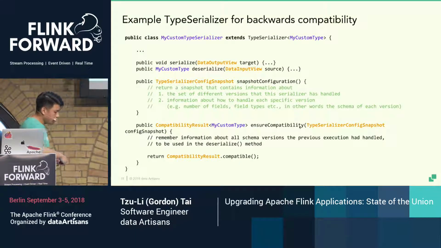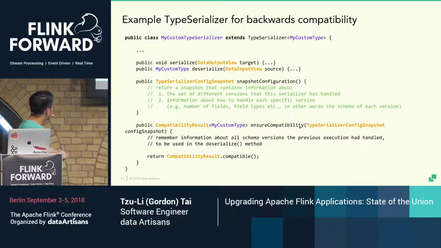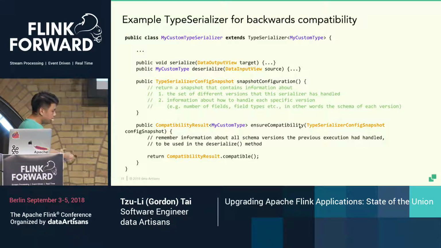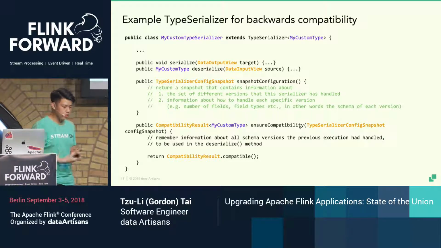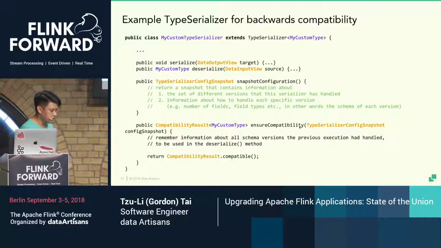Then, accordingly, what you would do in snapshot configuration is return a configuration snapshot that contains, let's say it's a map, all the possible version IDs that may be in the save point, and also the corresponding information, let's just call it schema, of all the versions as part of the save point snapshot configuration. And then on ensure compatibility, when the new serializer gets this information from the past execution, it would know, okay, I need to expect these versions, and this is how I should deserialize them. So this is the basic idea of how you would implement this.